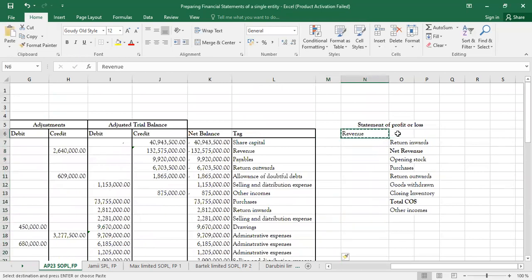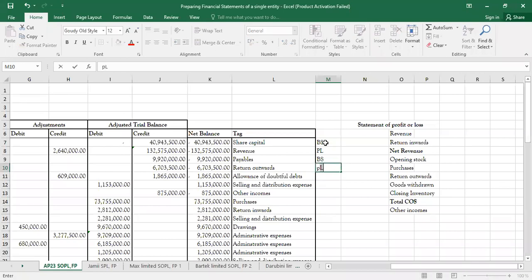Control X, Control V. Just so that I am sure, this one I call BS. This one goes to the profit and loss, so I'll call it PL. BS is for balance sheet, so that we just know where each will be falling. BS. Return outwards goes to the P&L. Sorry, so I just want it to be the same. P&L. Allowance for doubtful debts goes to BS.